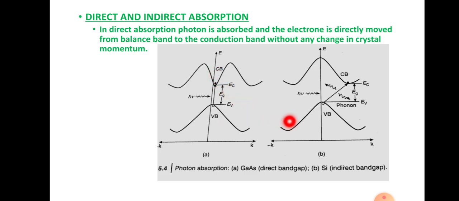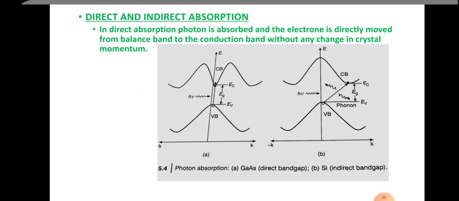Next is the other case, and here you can see that the valence band maxima is not exactly below the conduction band minima. So in order for the transition to take place, we have to change this point to here. So there should be a change. We have to change the momentum of the electrons here. So in that case, indirect transition or indirect absorption will take place.